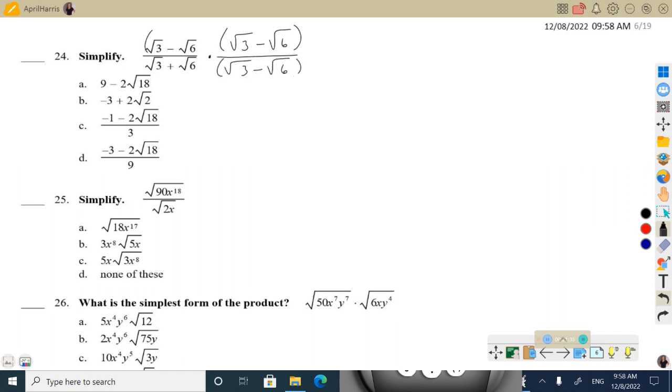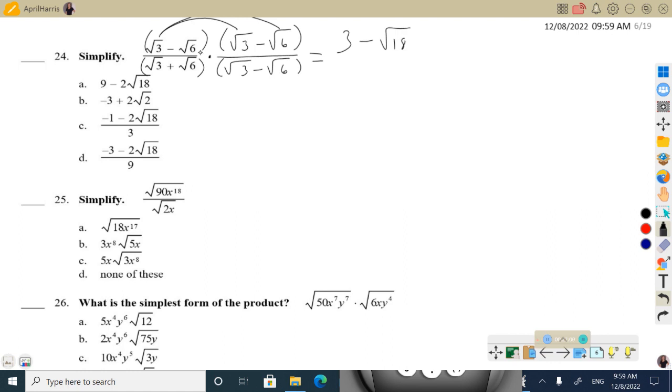So on top, you got a binomial times a binomial. In the bottom, you got a binomial times a binomial. On top, you're going to have to FOIL or distribute twice, excuse me. So square root of 3 times square root of 3 is the square root of 9. That's just 3. Square root of 3 times square root of 6 is negative square root of 18.